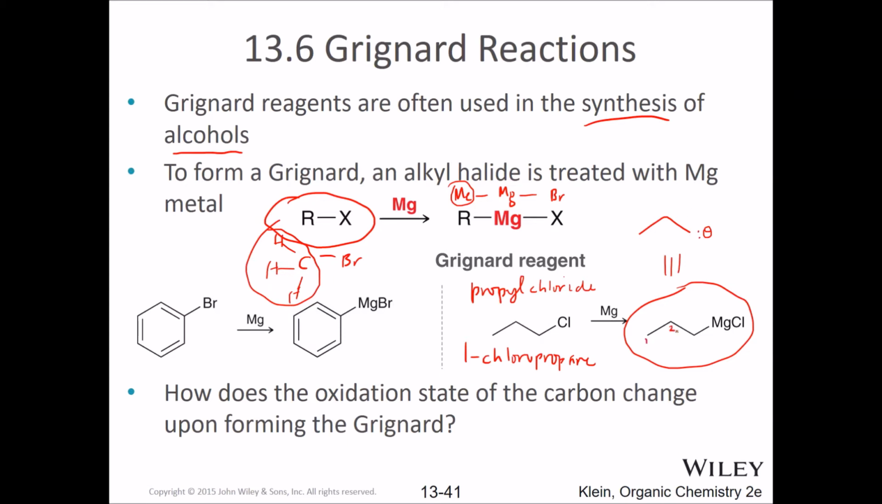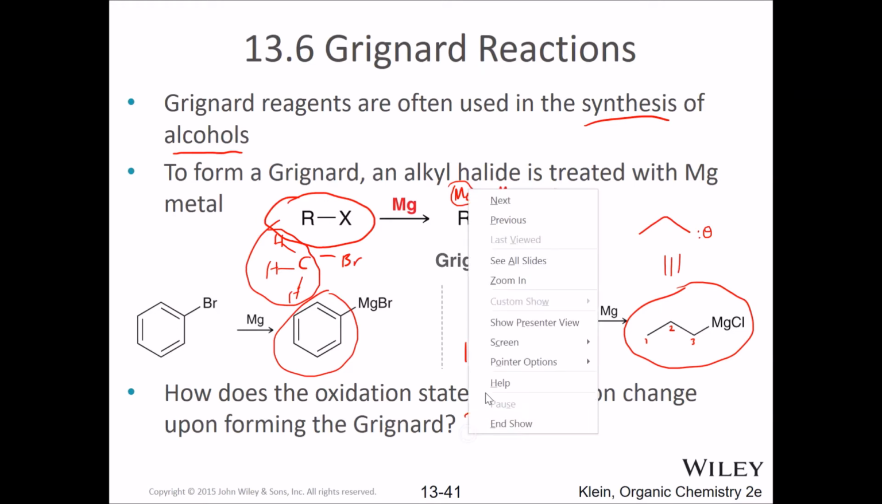Another example would be taking bromobenzene and treating with magnesium, and we get this then, right? So how does the oxidation state of the carbon change upon forming the Grignard? That's a good question, which I'm not going to answer for you.